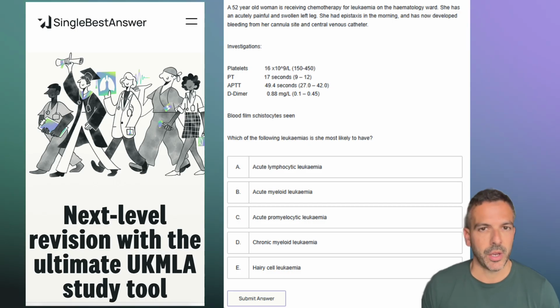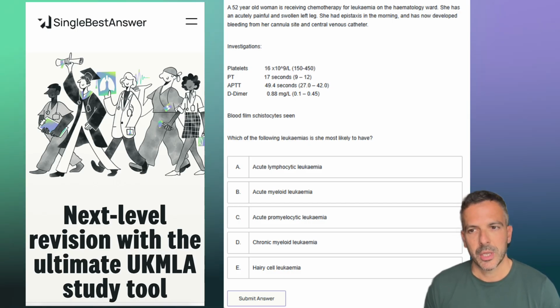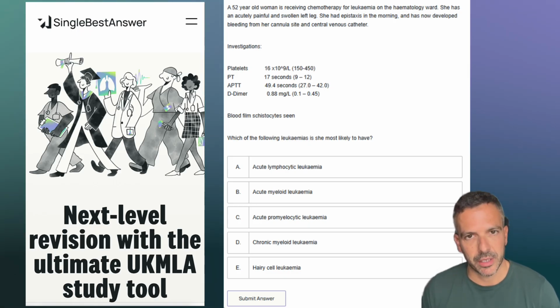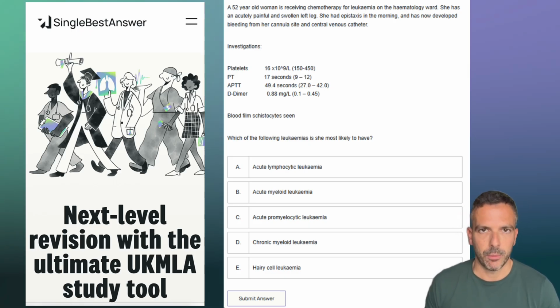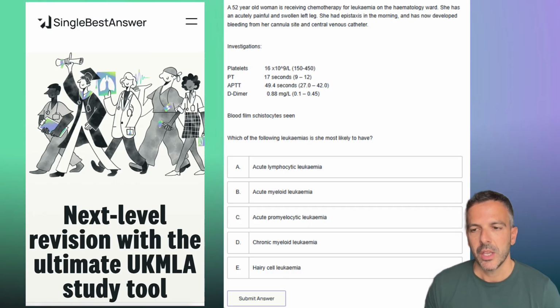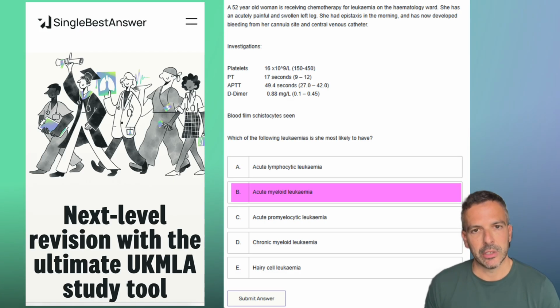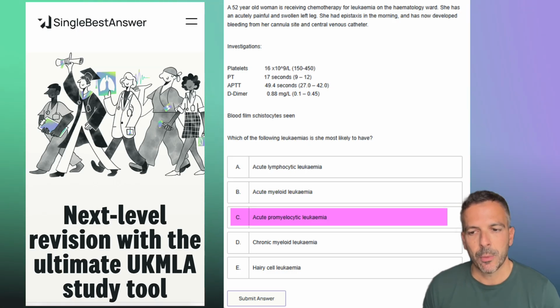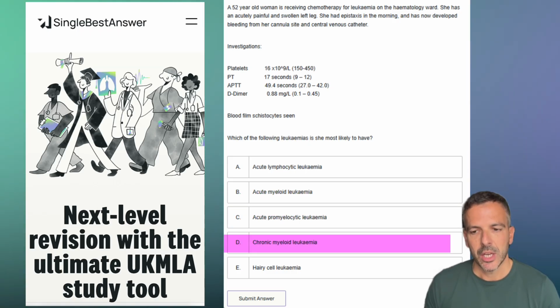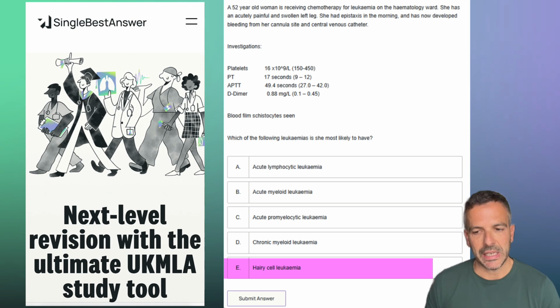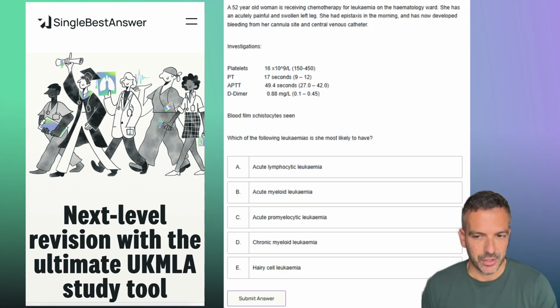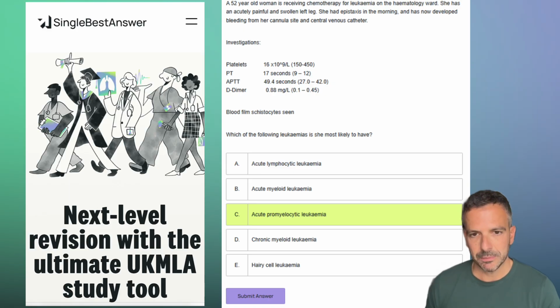So this question is quite difficult because first you need to recognize that this is DIC, and then you need to recognize which leukemia it is most commonly associated with. So let's go to the options available. A, acute lymphocytic leukemia. B, acute myeloid leukemia. C, acute promyelocytic leukemia. D, chronic myeloid leukemia, or E, hairy cell leukemia. So the answer is acute promyelocytic leukemia.